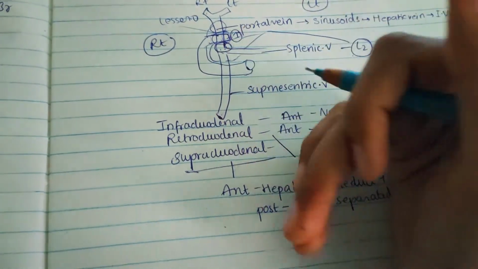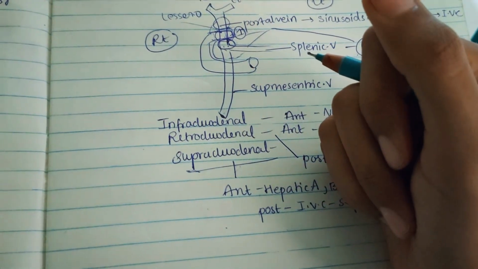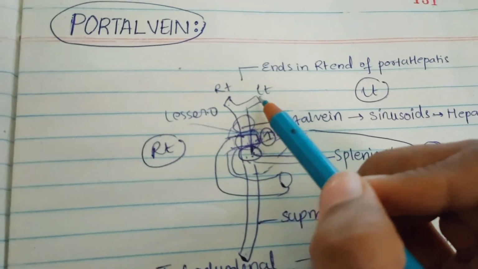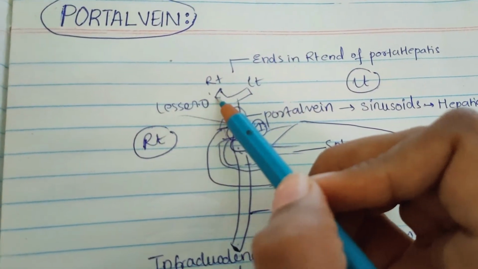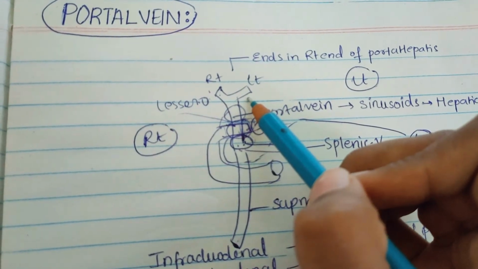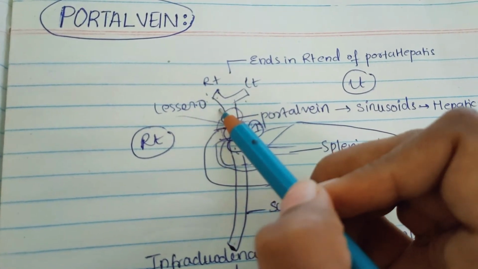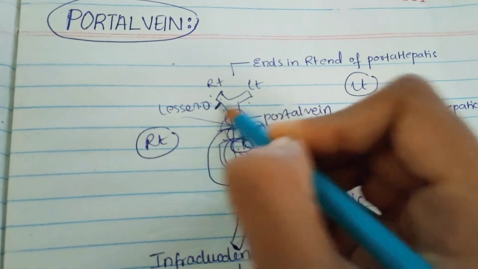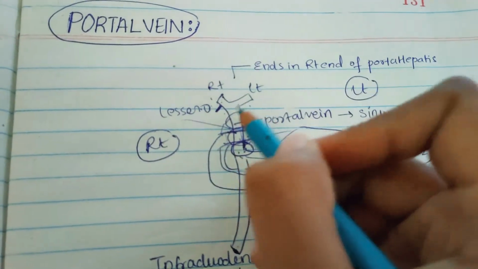Now let us discuss the different branches of portal vein. As I said, the portal vein is divided into right branch and left branch. The right branch is shorter and wider when compared with the left branch, and after receiving the cystic vein it enters the right lobe of liver. So the right lobe will receive the cystic vein.